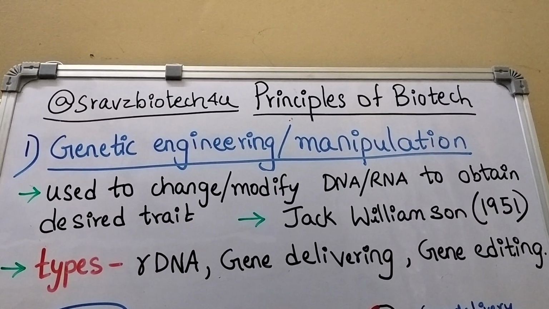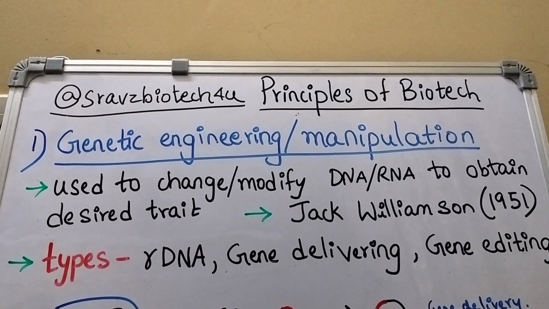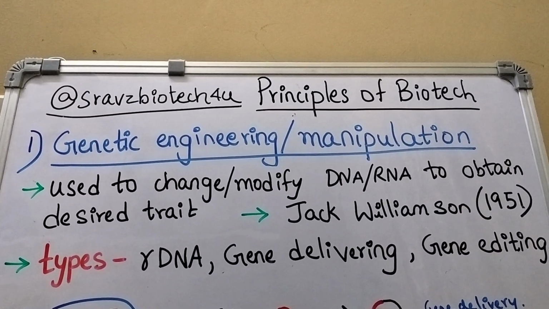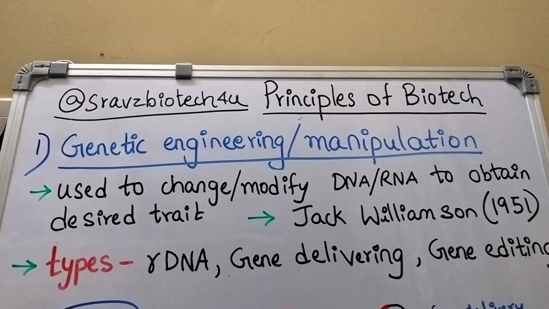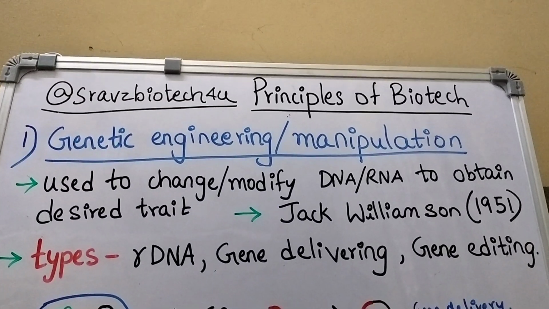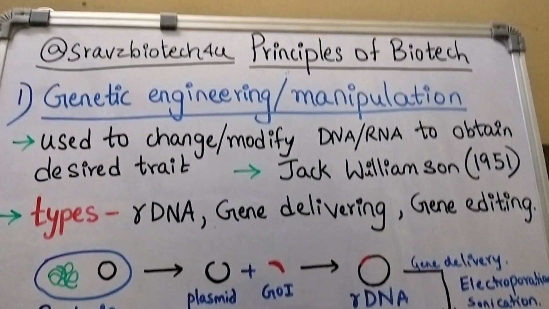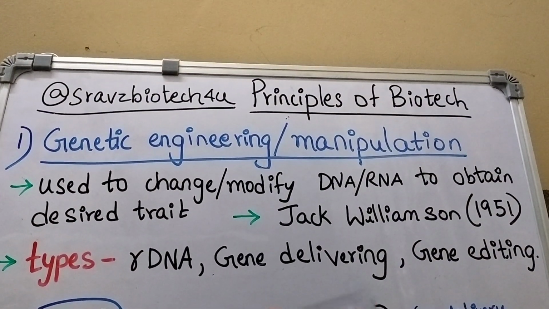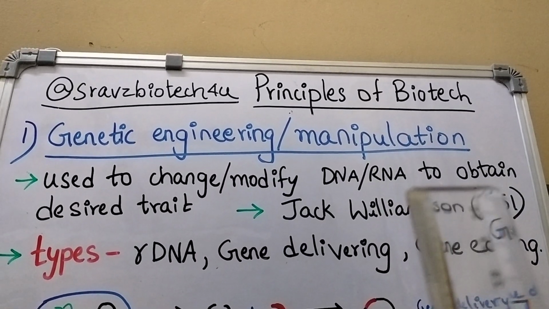We would now focus on the principles of biotechnology. There are two main principles of biotechnology: 1. Genetic engineering, 2. Bioprocess engineering. Today's session we would focus on the first principle, that is genetic engineering or manipulation.